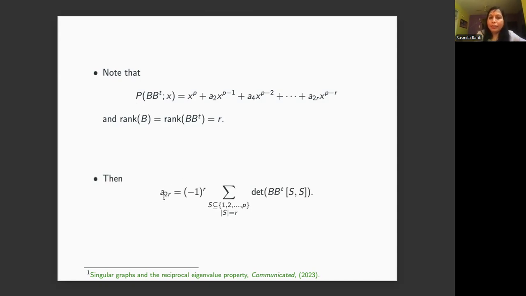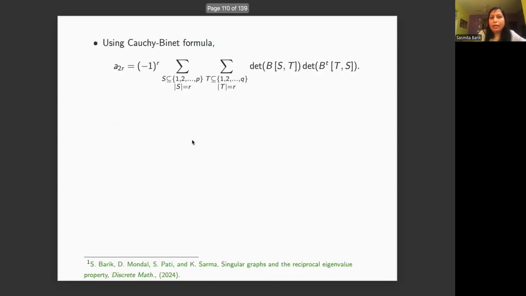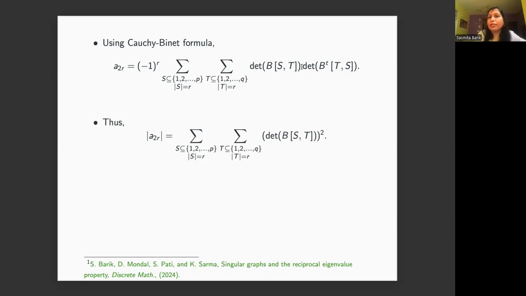And then if I look at the last coefficient a2r, that is ak for your original polynomial, it will be this, because you will take all r cross r principal submatrices of B B transpose. So that will be this, and then you are adding. Then using the Cauchy-Binet formula, I can write it in this way. Here, because B S T and B transpose S T is a symmetric matrix, I can just replace it by the determinant squared. So you will get it like this.